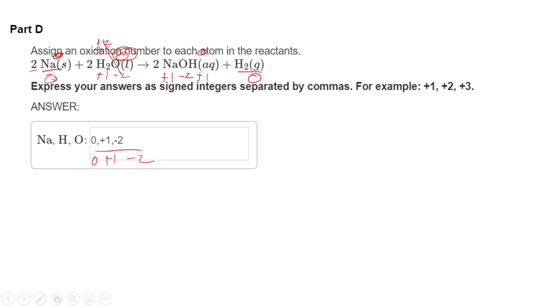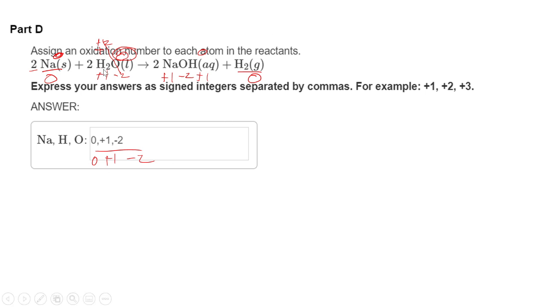If you have something that's neutral, this is an atom by itself, so whatever charge is up here has to be its oxidation number, period. Because there's nothing else that the electrons could be on. That's it. It hasn't gained or lost electrons, it is just neutral.